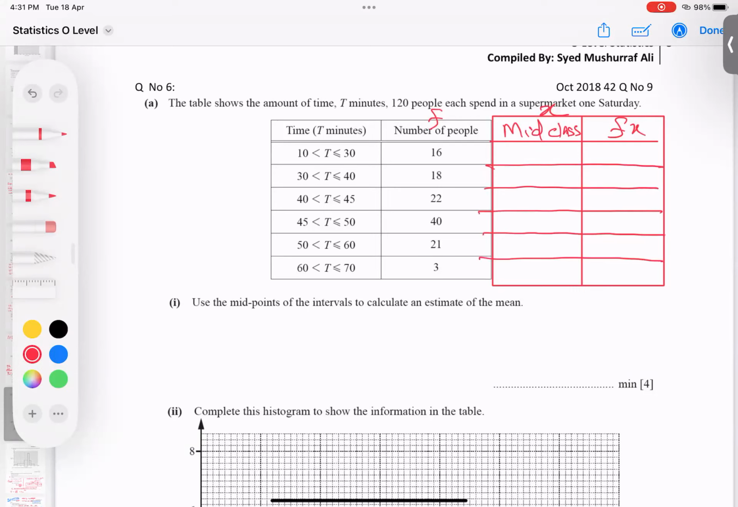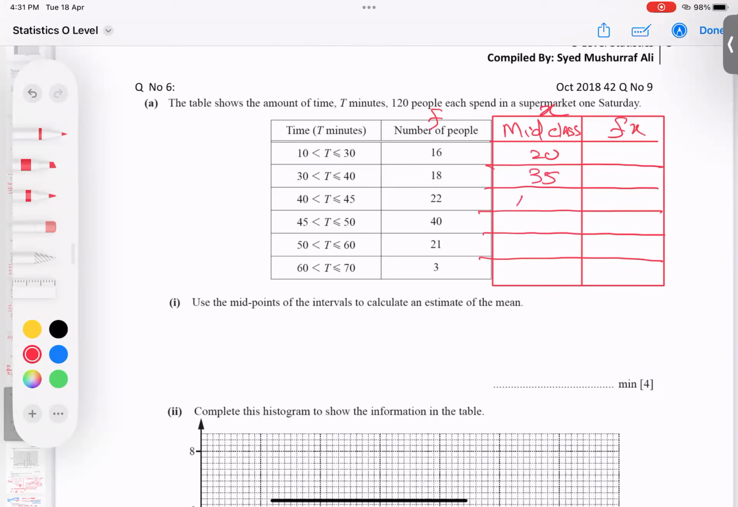All right, so first of all, mid class. Add them, divide by 2. So 10 plus 30, if you add, becomes 40. Divide by 2, you get 20. In the same way, I will find the rest of the values. And this X value is 35.